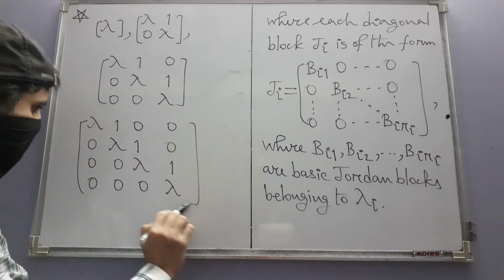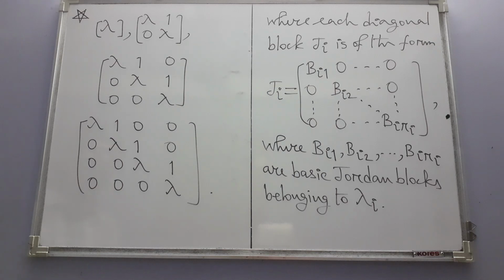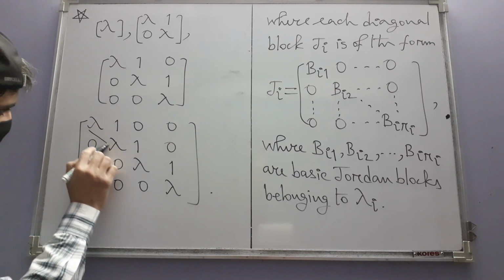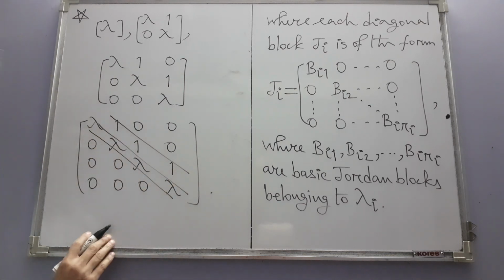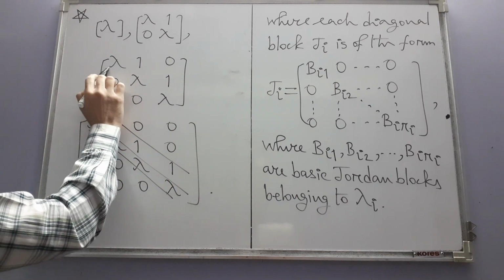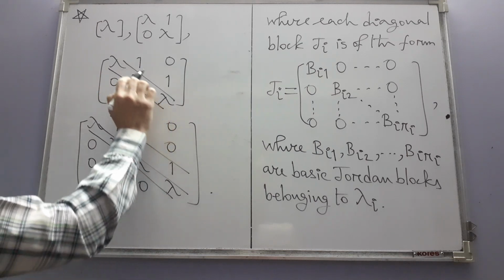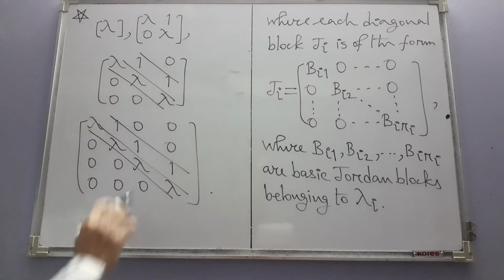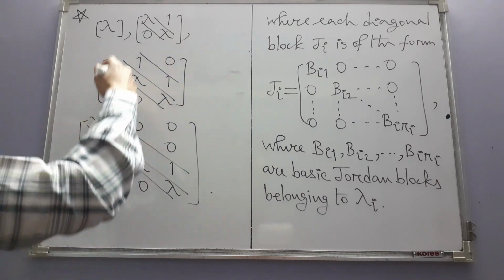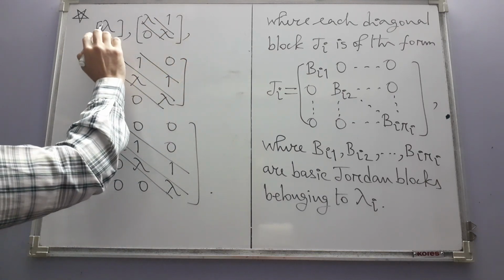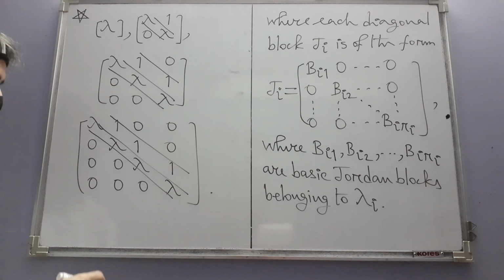So as the size increases, the definition becomes more clear. Lambdas on the main diagonal, 1s on the super diagonal, and 0s elsewhere. So as the size decreases, it becomes less and less clear, because you run out of room. But now you get the idea.